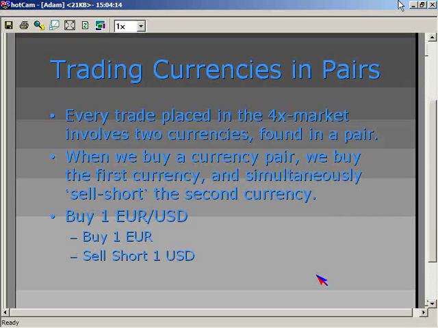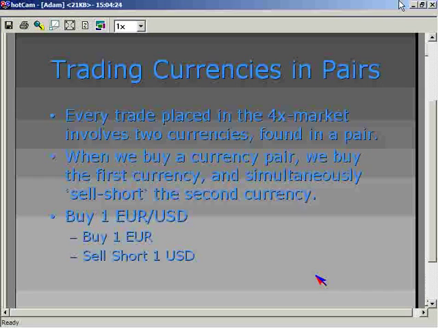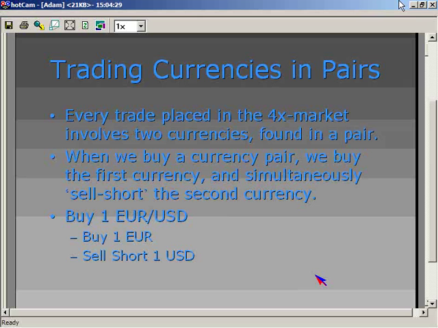Well, in the foreign exchange market, we are always trading currencies in pairs. You're going to see a currency pair such as the euro-dollar, EUR/USD. Most traders just call it the euro. It's actually the most actively traded currency pair. It represents about half of the total volume in the foreign exchange markets.